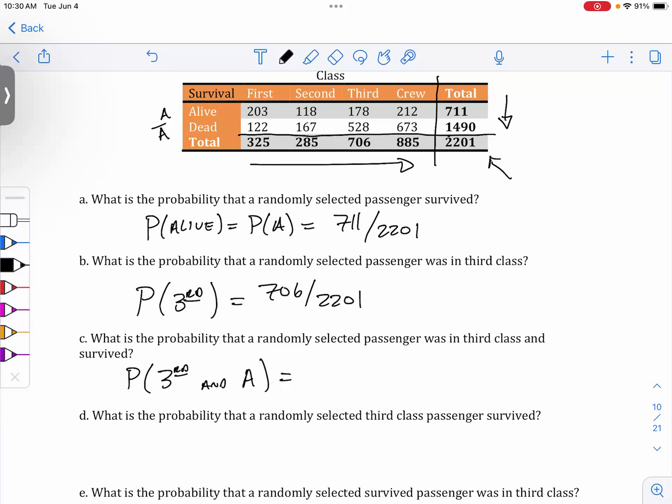Notice that now I'm using a connector word in there. We're only going to focus on a few connecting words: and, or, and conditional. But otherwise, mostly what we are doing is finding single probabilities or 2 joint probabilities. And that's pretty much it. Okay, 3rd and alive. So 3rd and alive, there were 178 of those people out of everybody, 2201.